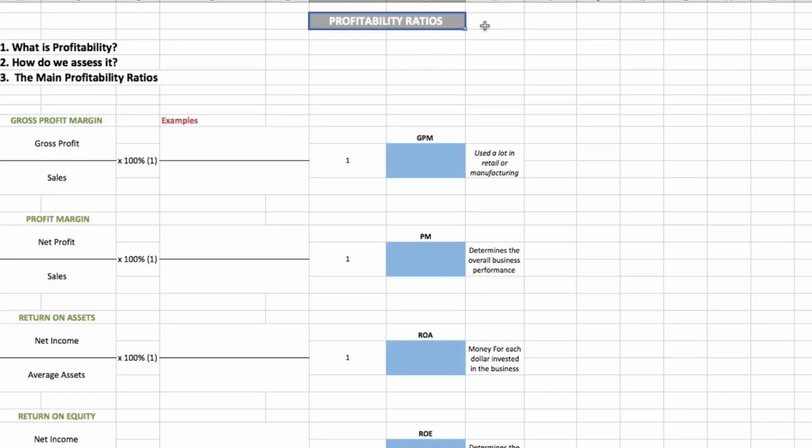In this lecture, I want to clarify 3 points. First of all, what is profitability? Second, how do we actually assess it? And third, what are the main profitability ratios? Now, when it comes to the first point, what is profitability?